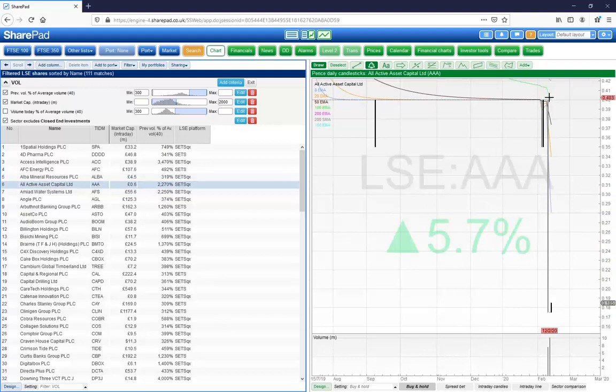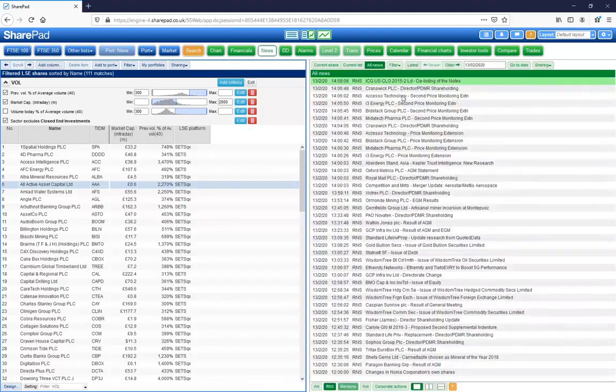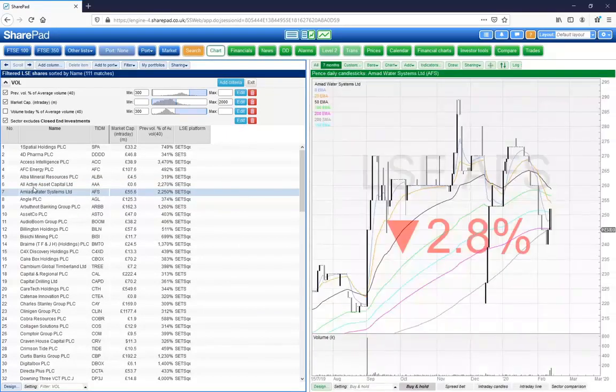that's a big drop. What we could do then to see what caused it, so we can click on news here, and I'm not actually sure how to use the news on SharePad, unfortunately. But what I would do is look at the news and then see if there's a reason for that move. So we click back onto the chart.